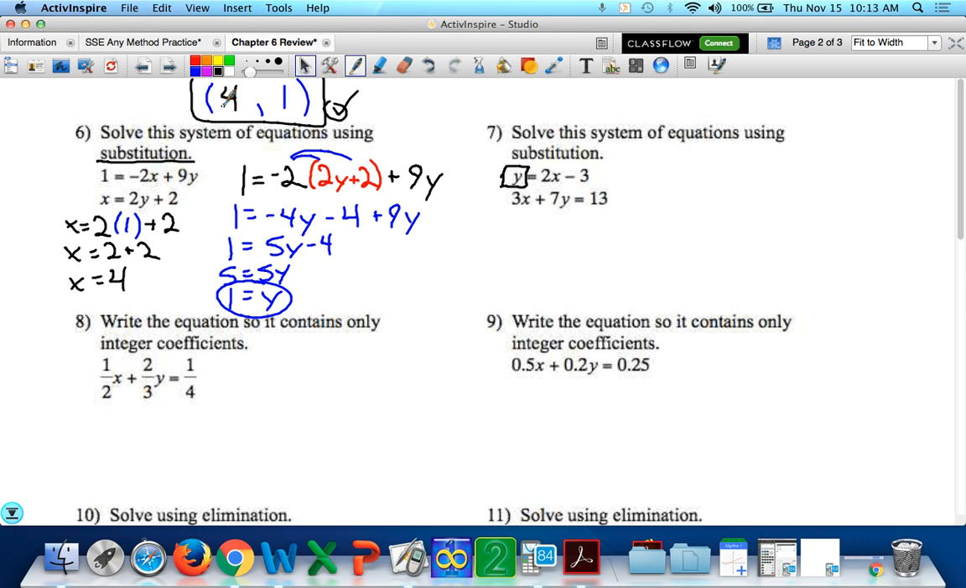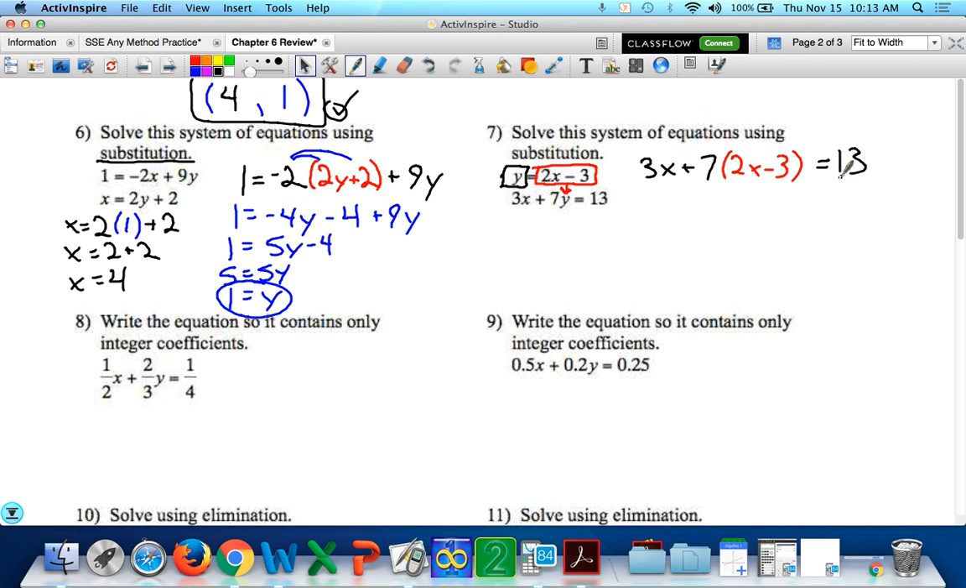On my second problem, I see that y is solved for itself. That means I can take this chunk, what y equals in terms of x, and plug it in for my y value. Rewriting my original problem, I have 3x plus 7y. Well, I don't use y anymore. I'm using 2x minus 3 for that. Okay, so I just plug that part in, and then I continue on with my equation.